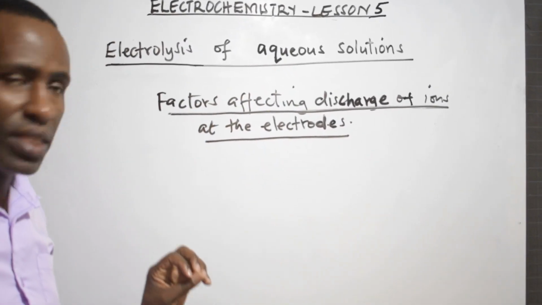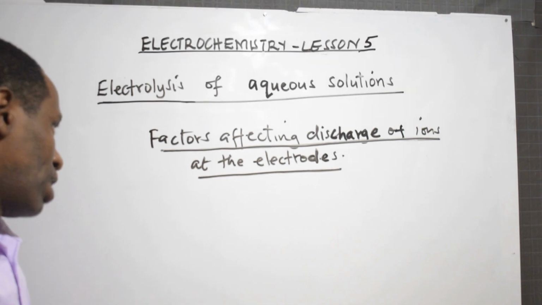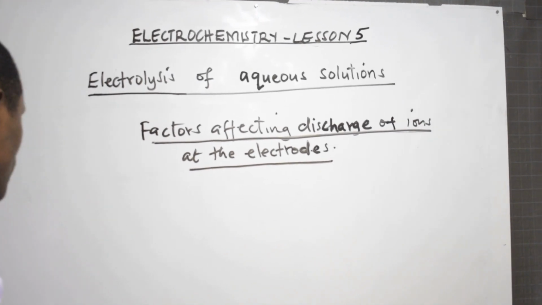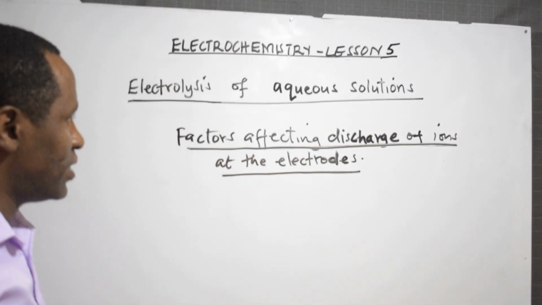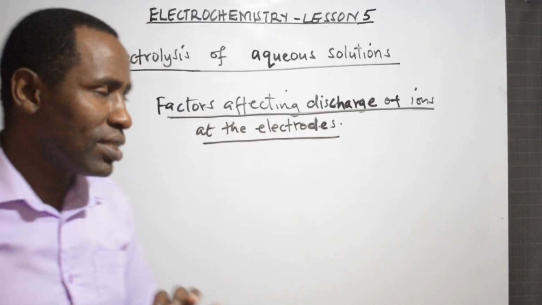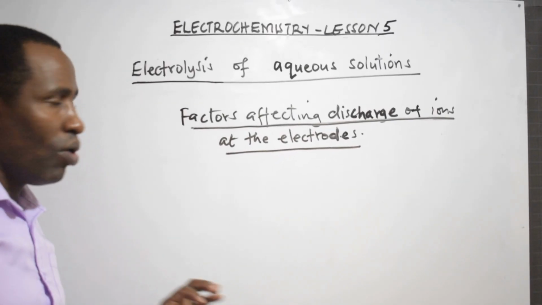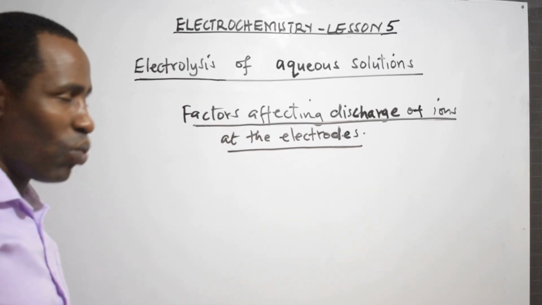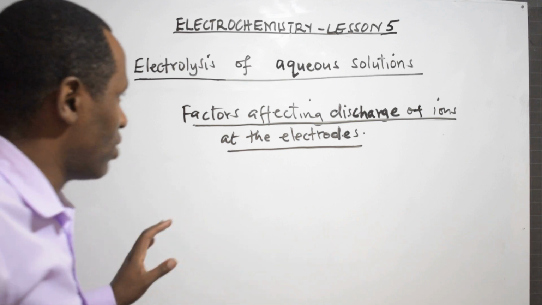So far, in lesson 1, I did mention the binary electrolytes. I don't want to go back to this, but I just say that binary electrolytes are electrolytes containing one type of anion and one type of cation.